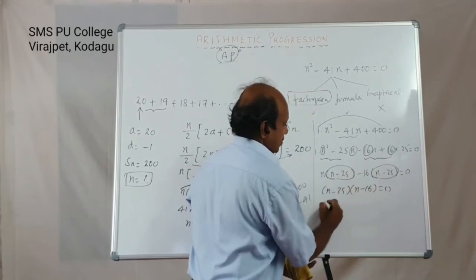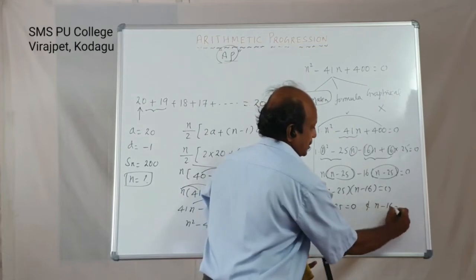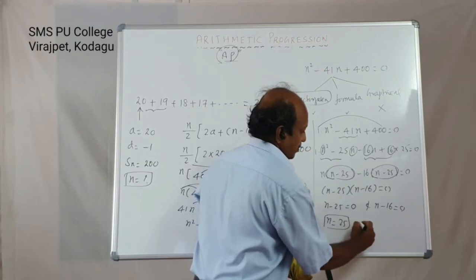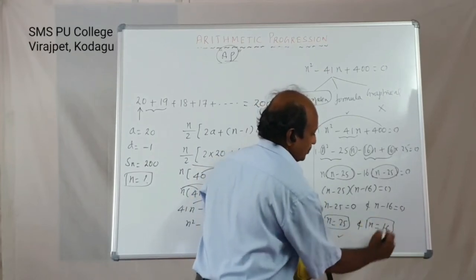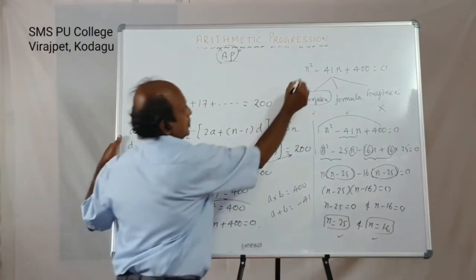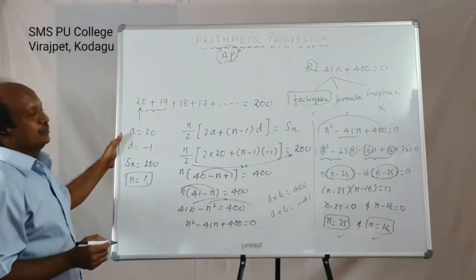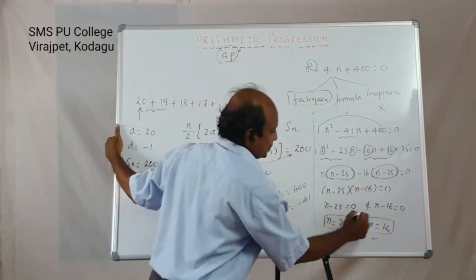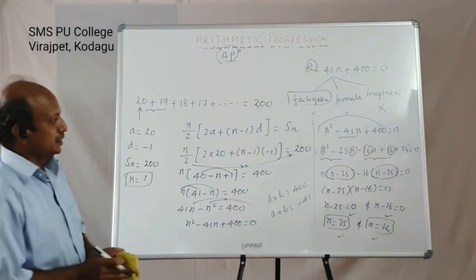Now what will we get here? n minus 25 is equal to 0 and n minus 16 is equal to 0. Therefore, what will you get? n is equal to 25 and n is equal to 16. There are two options. Why are we getting two options? What type of equation is it? It's a quadratic equation, right? A quadratic equation has two roots. Therefore, there are two solutions we are getting: one is n is equal to 25, another is n is equal to 16.